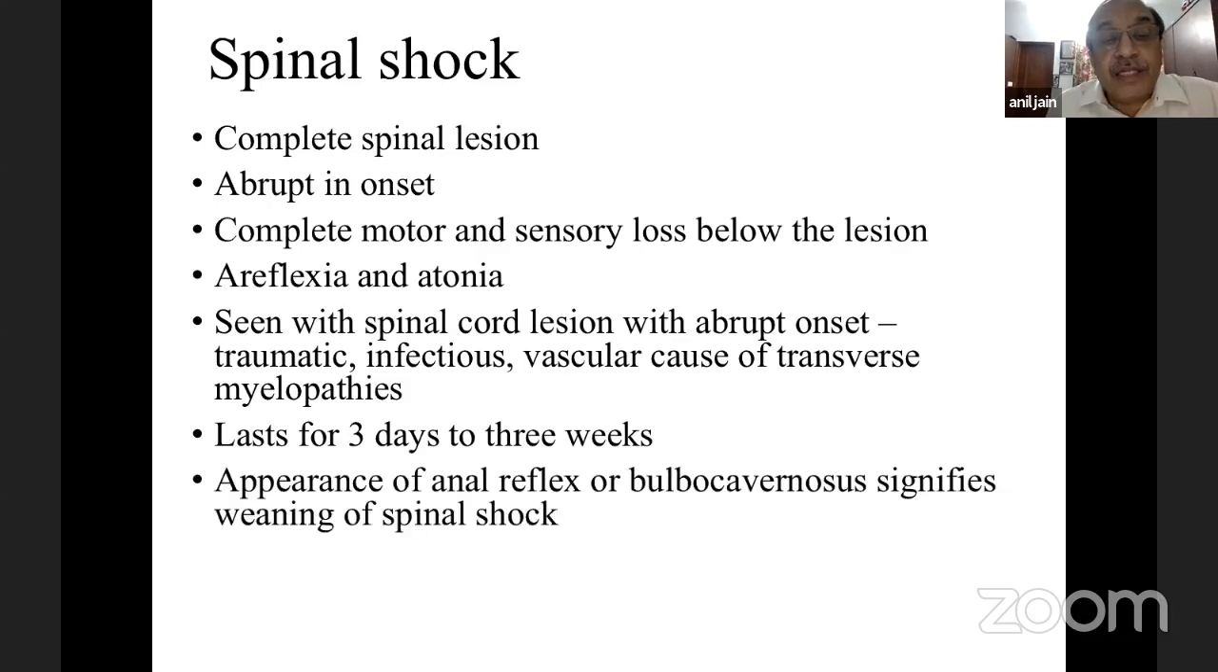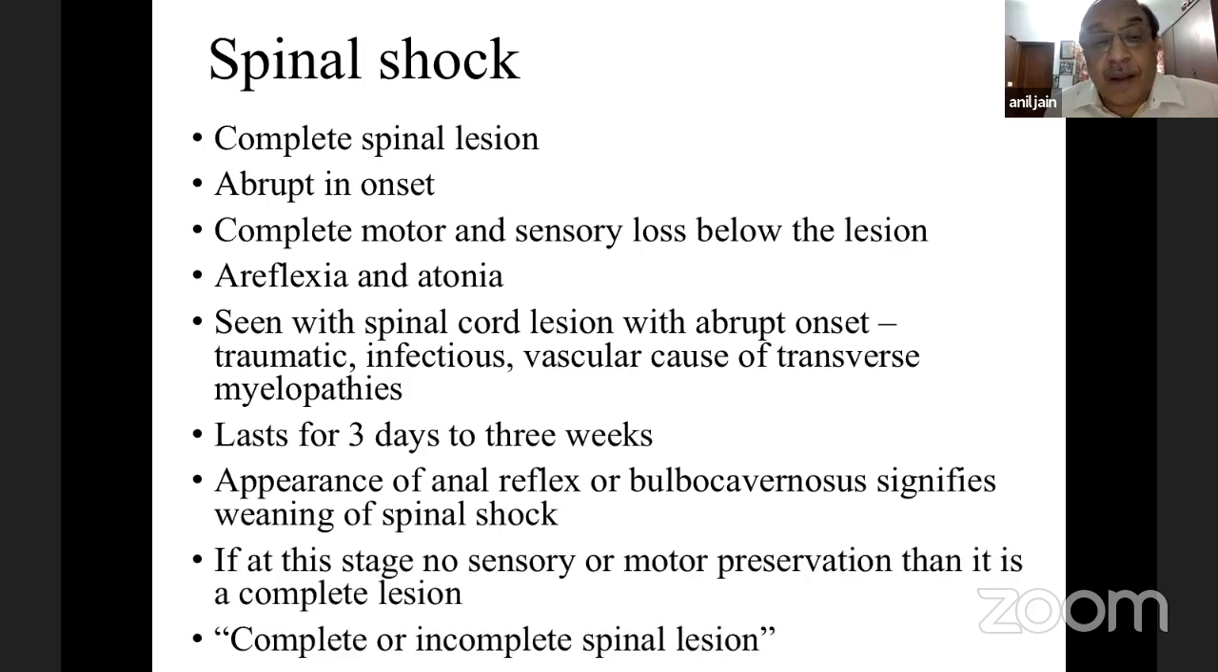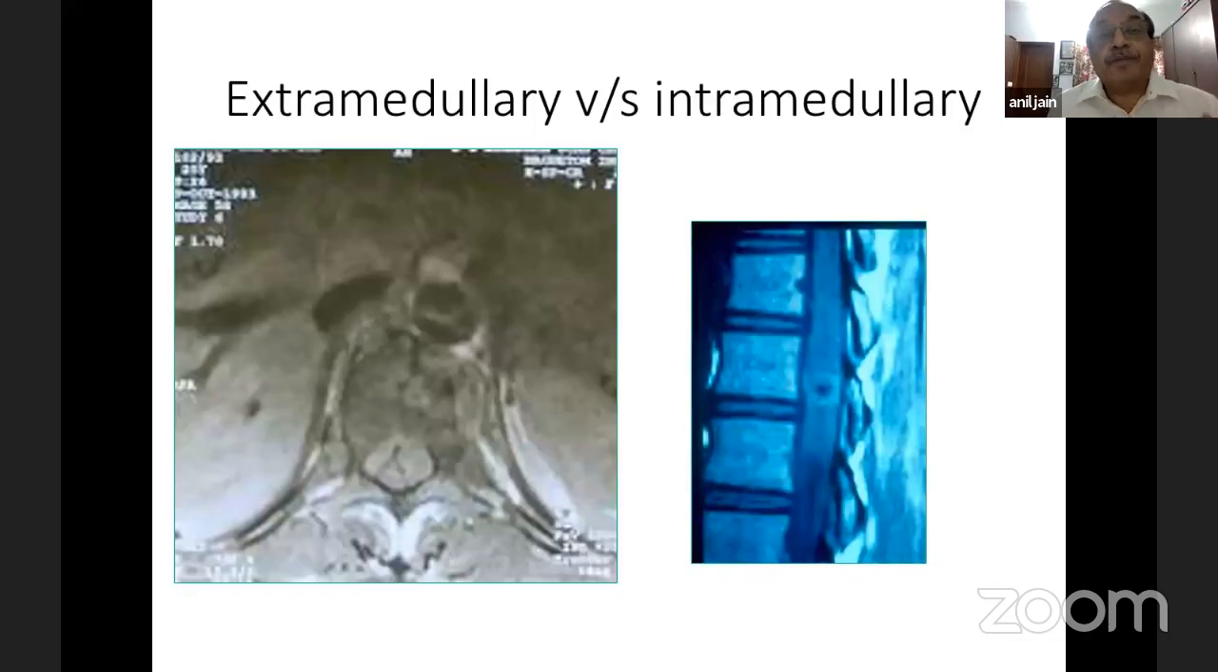And how do you come to know that spinal shock is over? Appearance of the anal reflex and bulbocavernosus reflex signifies the waning of spinal shock. So if the anal reflex has come, the bulbocavernosus has come, and there is complete paralysis below, with no sensory and motor preservation below, then it is a complete lesion. If there is some motor and sensory preservation, then it is an incomplete spinal lesion.